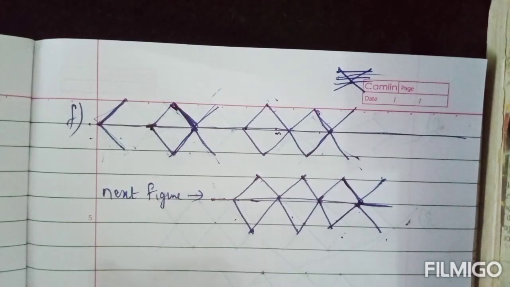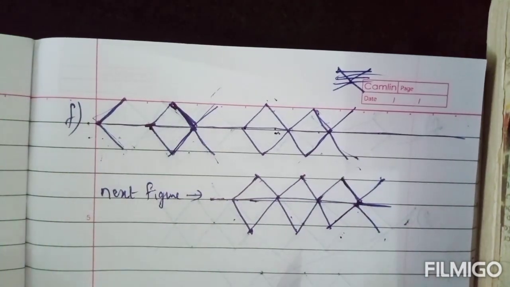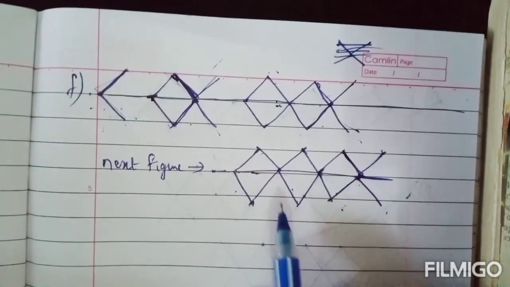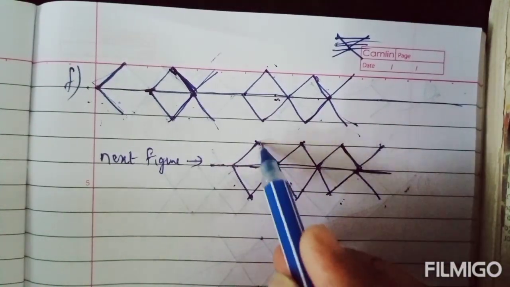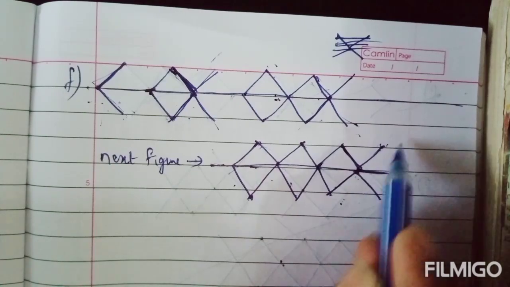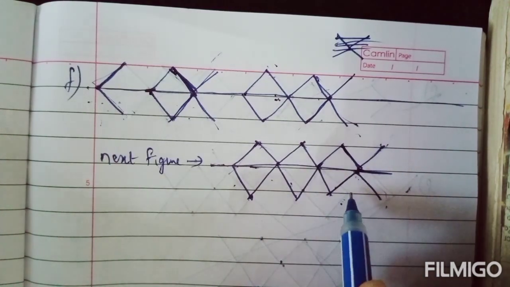Okay. Now in that, this is the pattern. So what will be the next figure? You can find that this will be the next figure: 3 diamond shapes and one half of that shape, like this. This will be the next figure.